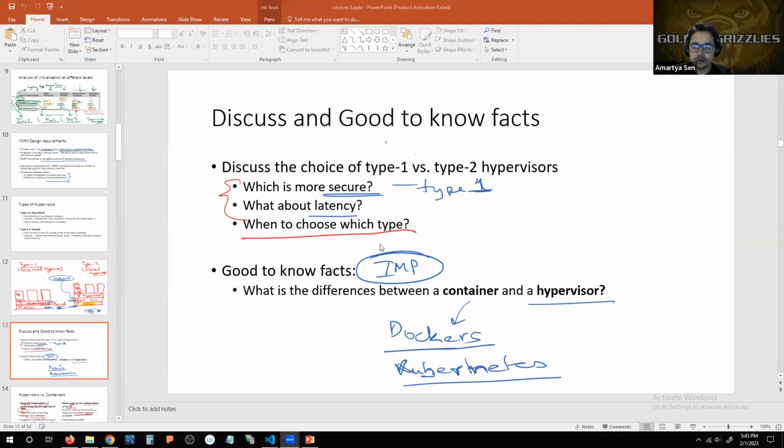So we discussed which is a more reasonable choice of implementation, that is, whether you should use type 1 or type 2. And of course, remember, there is no black and white answer to these types of questions, right? It is always a discussion. It is always subjective in nature. And we had this discussion with respect to which is more secure, which gives us better latency, and when would you choose, and what type of architecture would you choose, right?